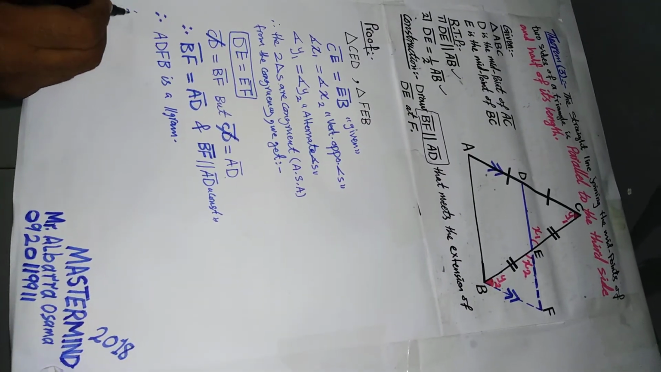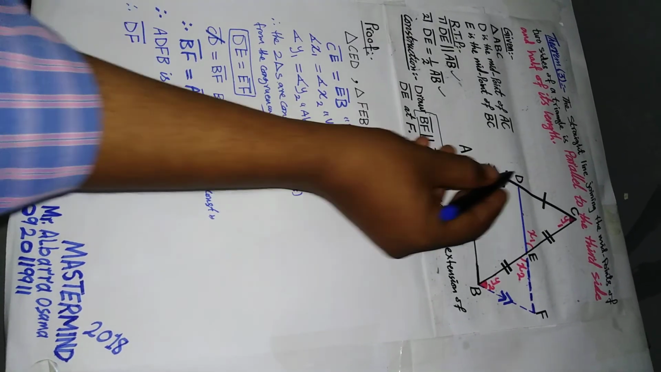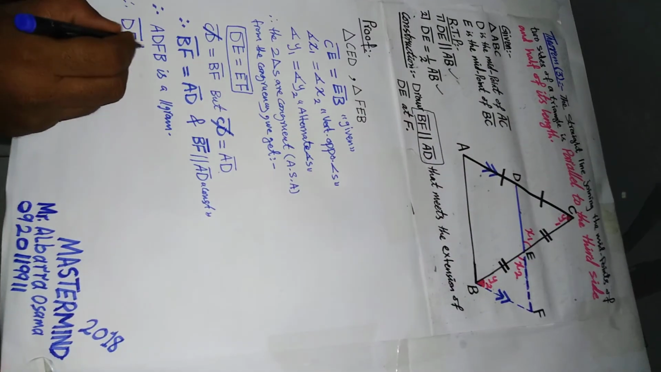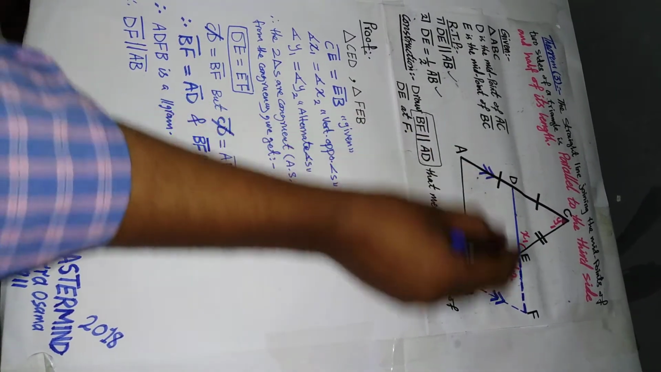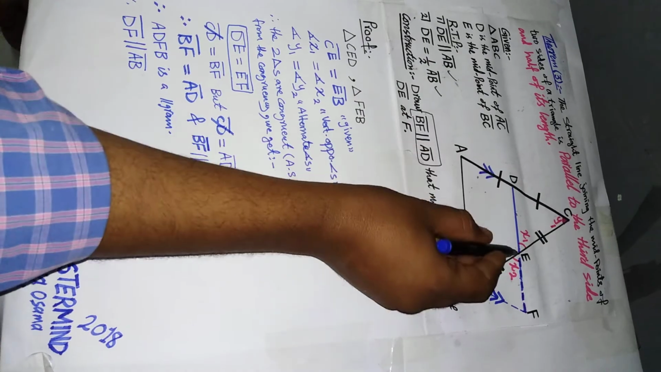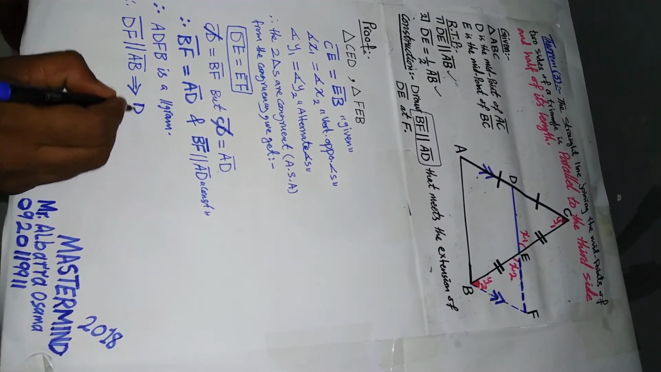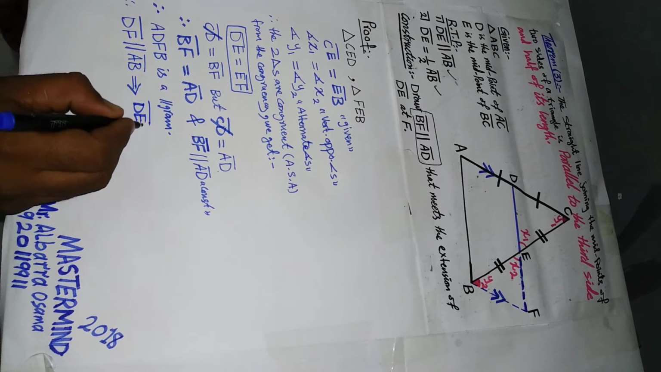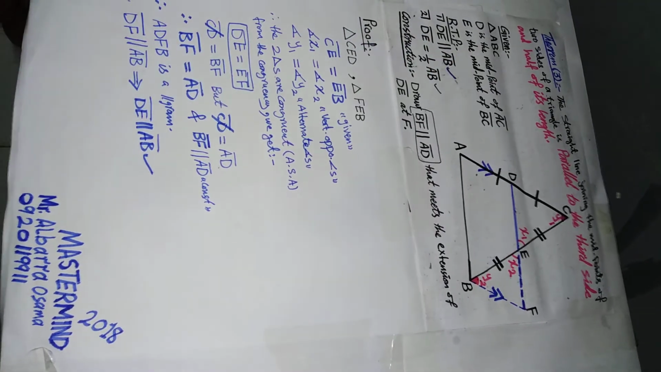That means DF is parallel to AB. If DF is parallel to AB, DE also is parallel to AB. That means DE is also parallel to AB, and this is the first required to prove, the first one here.